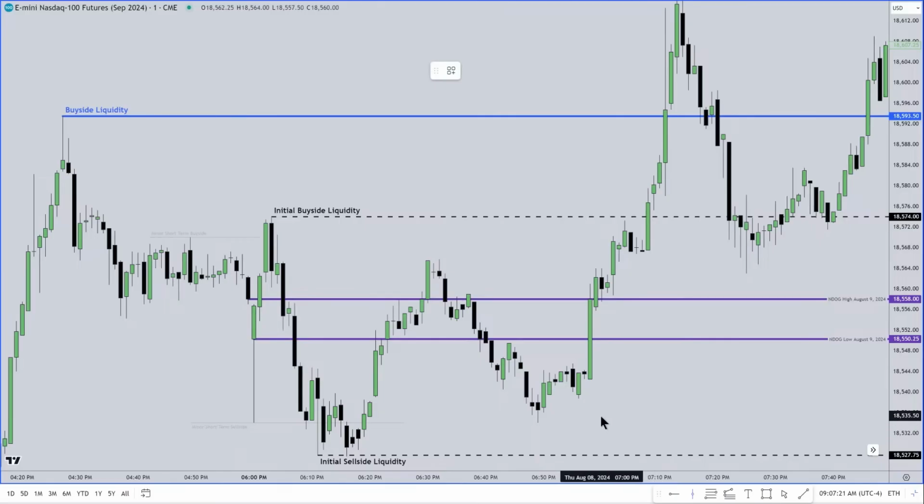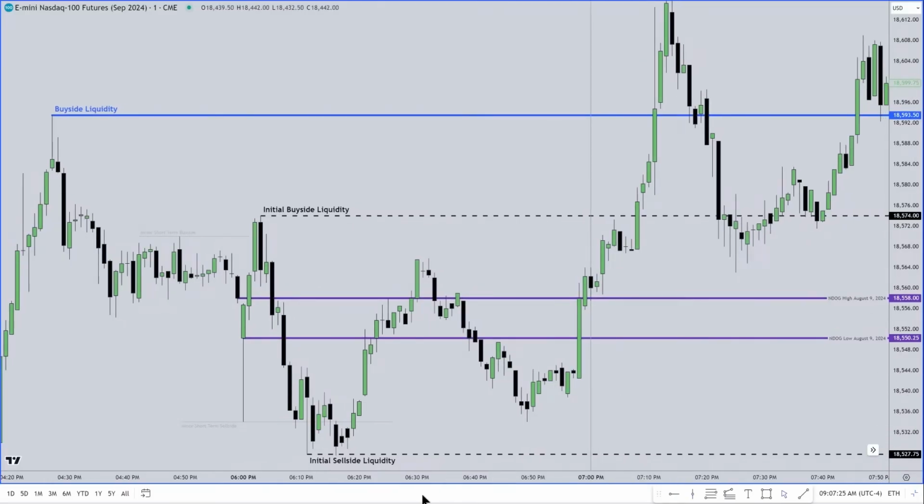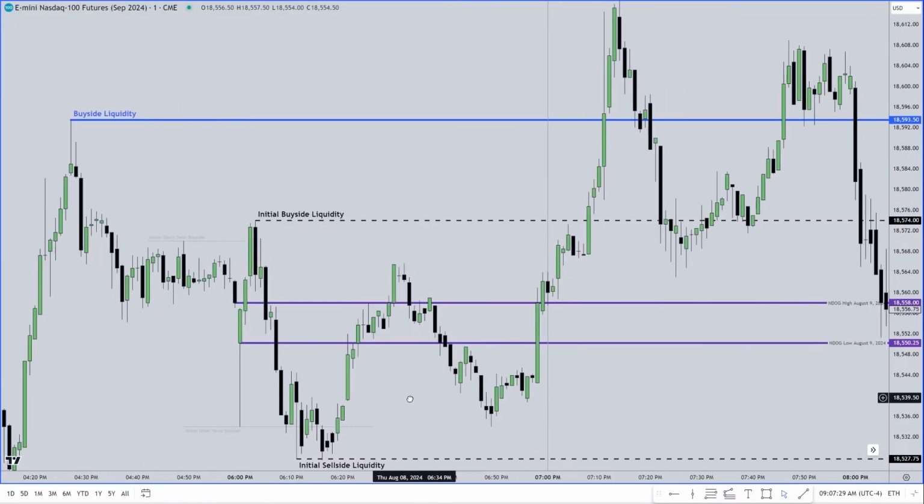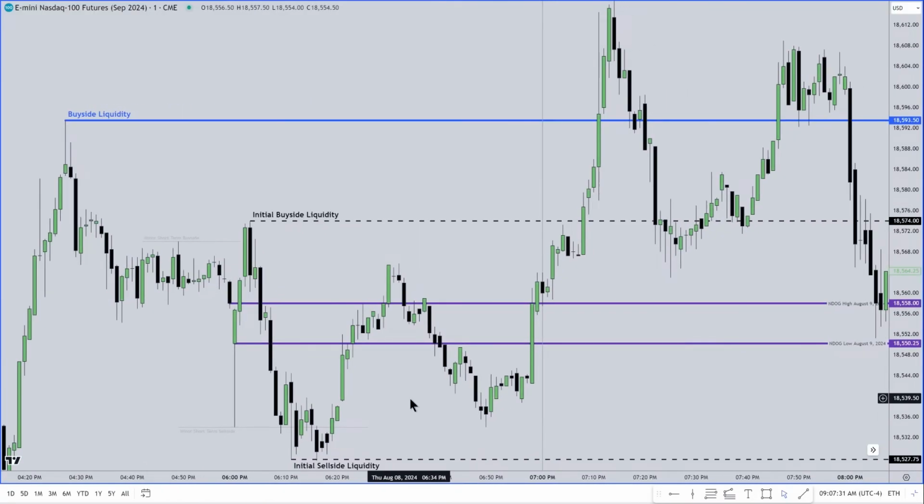Does this seem complicated yet? Let me know if this is complicated, okay? Because this is really simple stuff. Really, really simple stuff.